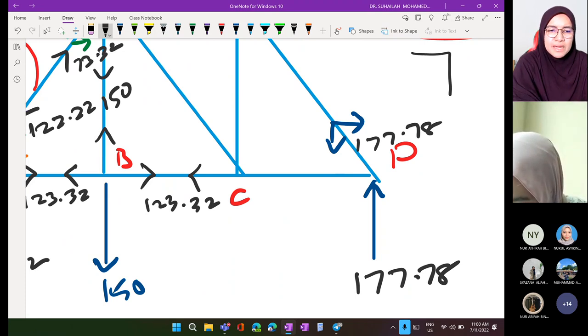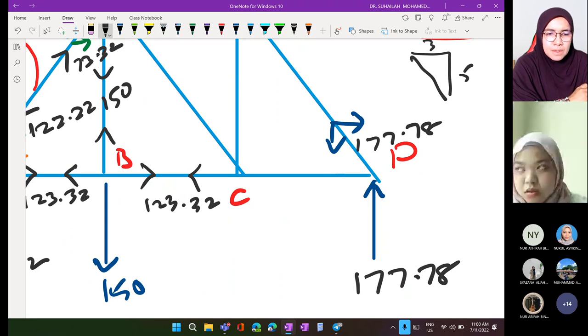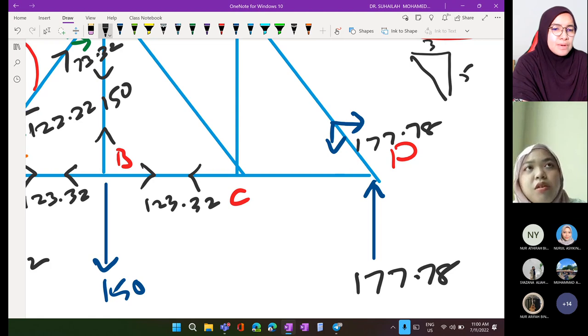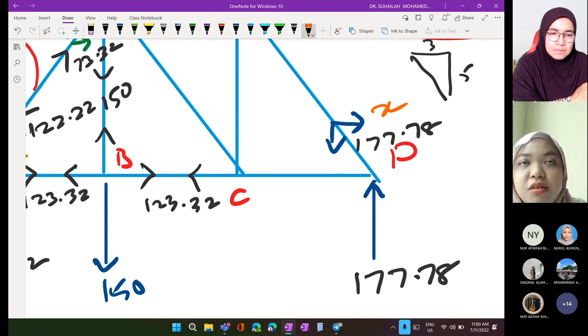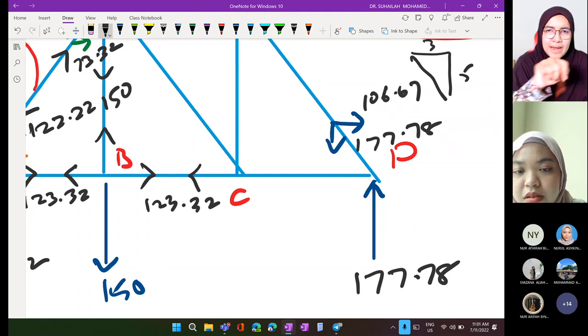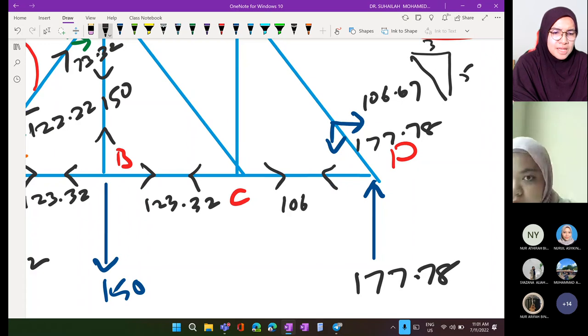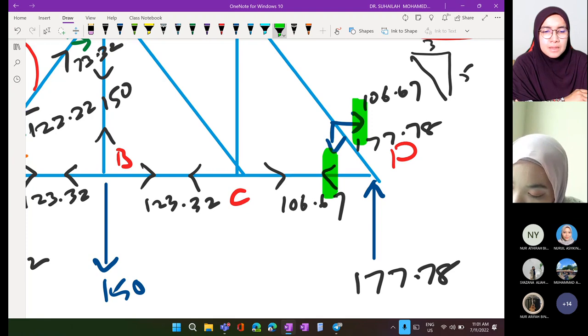Okay, like previous also, trigonometry dia sama, 5 and 3. So now, y is 177.78. Okay, we want to find the value which is equivalent to 3. So we want to find x value, this value, x. Okay, what is x? X equals to 106.67. Okay, 106.67. Okay, right direction, lawan dia ni. 106.67. Okay, yang ni kena balance. So, dua-dua tu belong to D. Okay, so we get 106.67 untuk yang incline tu to the right direction.